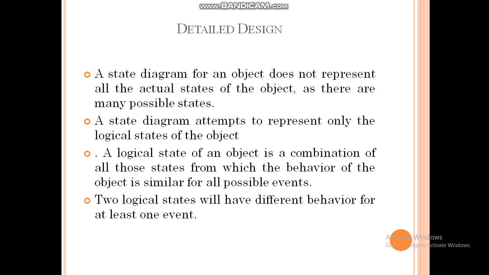The transition is used to transfer control from one state to another state. So when the first state completes its execution, the control is transmitted to another state by using a transition. Two logical states will have different behavior for at least one event. So there are different states in a state chart diagram, and each and every state has a specific purpose and specific behavior.